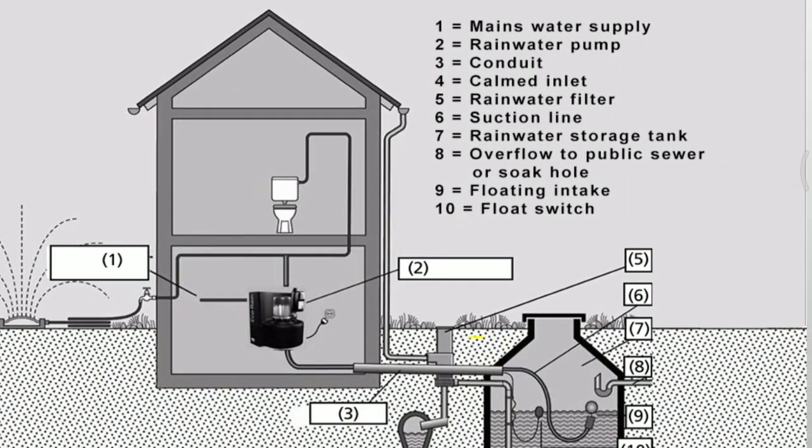As you can see in this picture, the first one is the main water supply. Two is the rainwater pump. Third one is the rainwater conduit. Fourth one is the claimed inlet. Fifth one is the rainwater filter. Sixth one is the suction line. Seventh one is the rainwater storage tank. Eighth one is the overflow to public sewer. Ninth one is the floating intake. Tenth one is the floating switch.